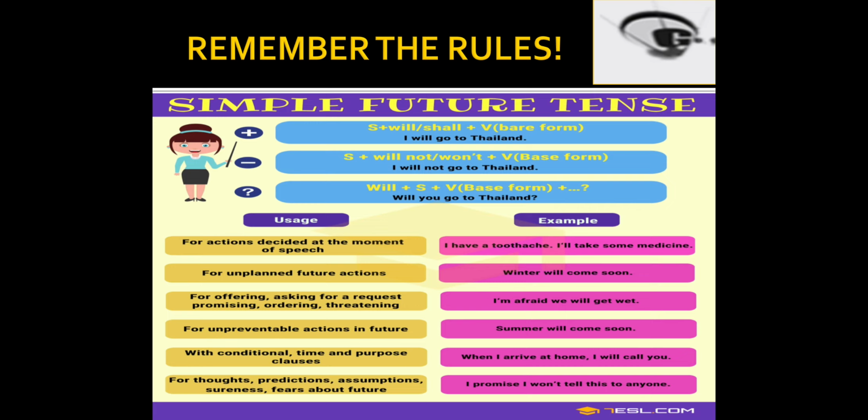Next, it is used with conditional, time, and purpose clause. For example, when I arrive at home, I will call you. And lastly, it is used for thoughts, predictions, assumptions, sureness, fears about future, etc. For example, I promise I won't tell this to anyone.